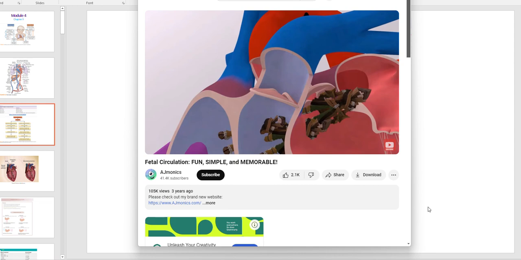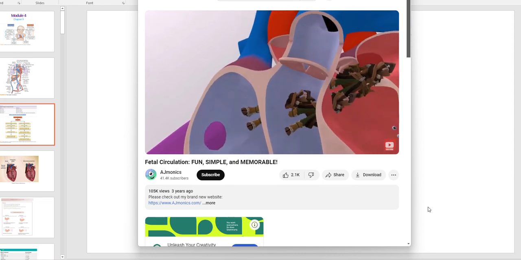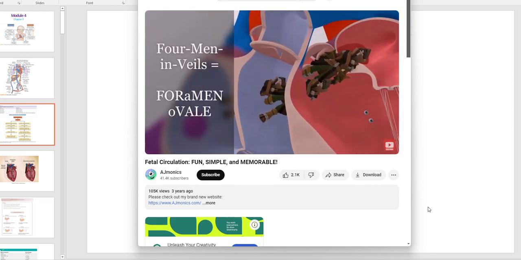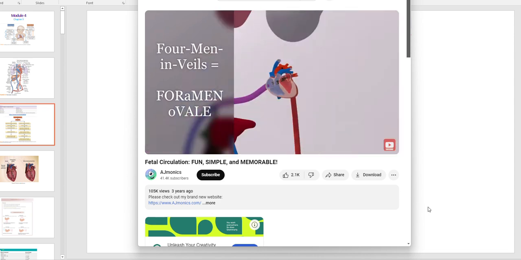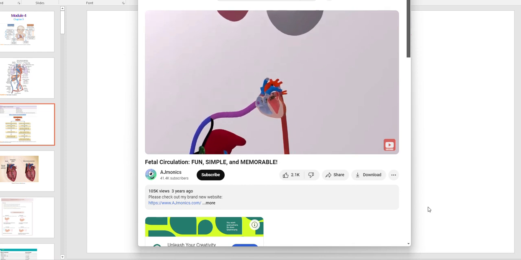Now let's go to the next one. Over here we note these four men in veils going from the right atrium to the left atrium. Four men in veils for foramen ovale. Okay, let's move on to the third one.